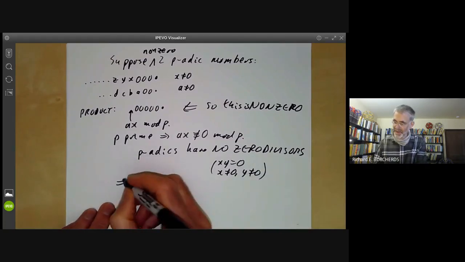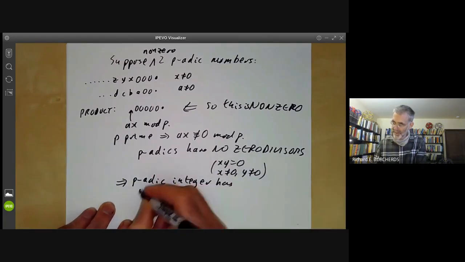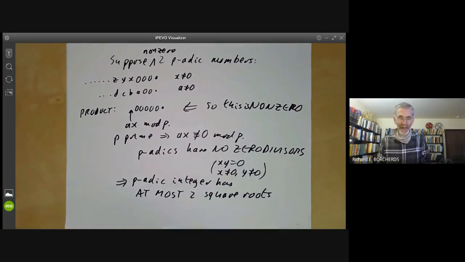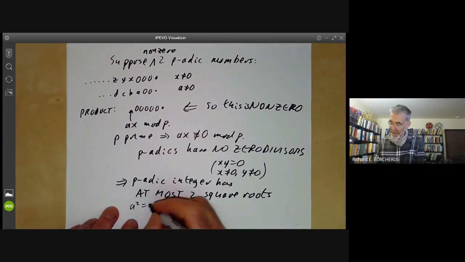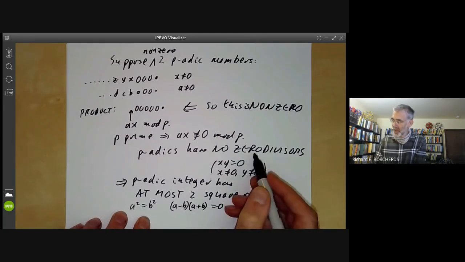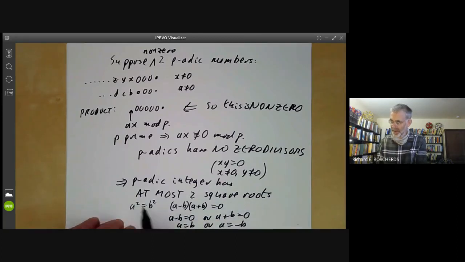Now, a consequence of this is that a p-adic integer has at most two square roots. We found a problem with the 10-adic integers was that a number could have four square roots, which is a bit disconcerting. So suppose a squared is equal to b squared. Then you can factor this as a minus b times a plus b is equal to zero. Now, since there are no zero divisors, this means a minus b equals zero or a plus b equals zero. In other words, a equals b or a equals minus b. So there can be at most two numbers with the same square, because the only possibilities are they're either equal or each other's negatives.